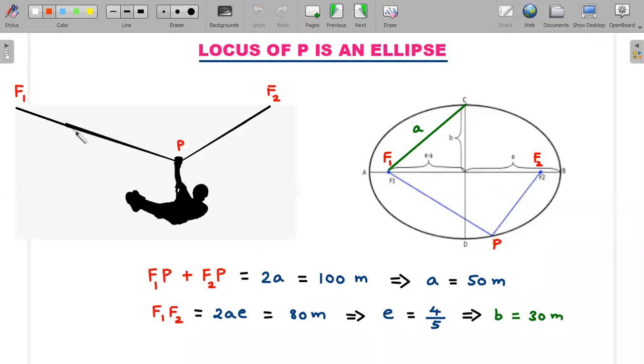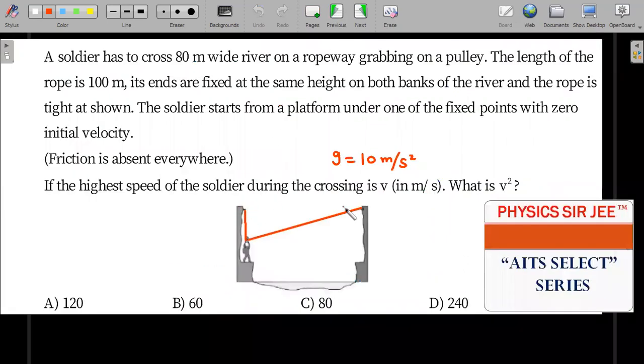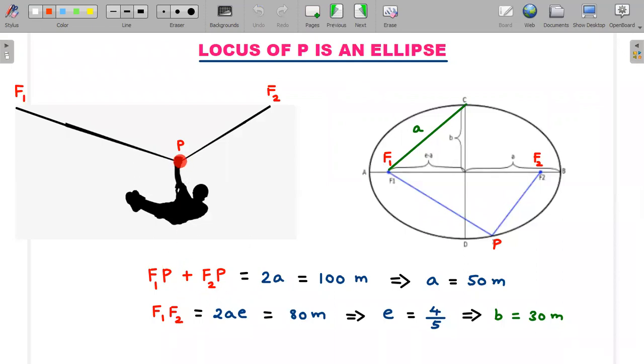Since the two points on either end, if you go back to the original diagram, this point and this point are fixed, and the length of the rope is also fixed, the planar motion that the person is going to execute as he moves from one point to the other is going to be an ellipse. If P is the point of his motion, then F1P plus F2P should be a constant, which is a basic understanding of the locus of an ellipse. Not only that, these fixed points from which the distances are measured will become the foci of that ellipse, which I'm showing on the right-hand side.